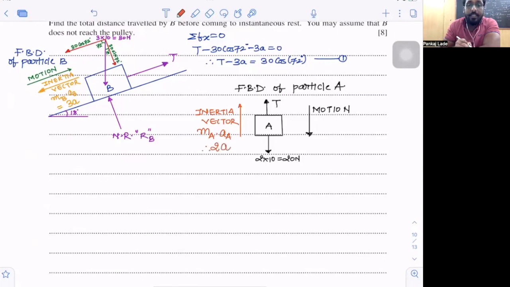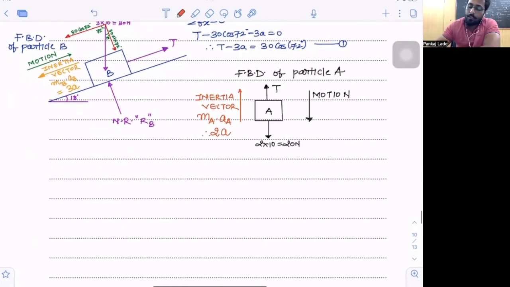Acceleration of A is taken as A because the acceleration of A and B was the same. Now there is no x component over here, right? Only the summation of Fy is going to come. So I'll be considering summation of Fy equal to 0.